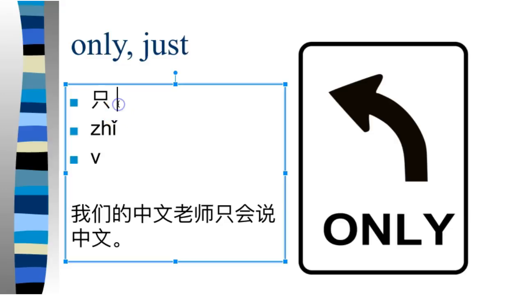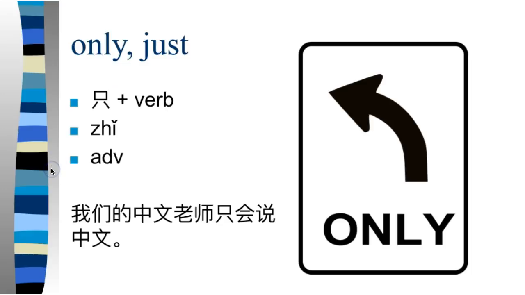And usually it's actually 只 followed by some kind of verb after it. Like I can say, I only have one pen. 我只有一支笔. 我只有一支笔. This is actually an adverb. Or I can say like I only like Chinese food. 我只喜欢中国菜.